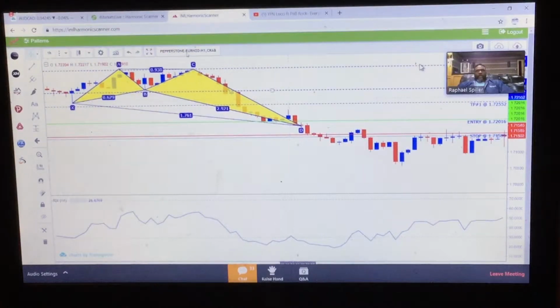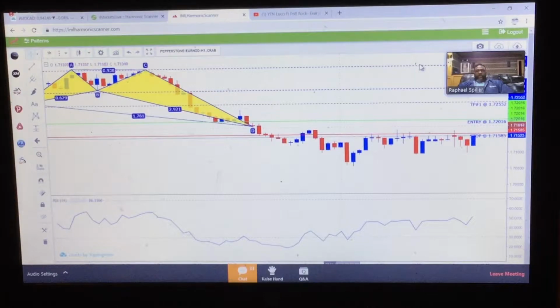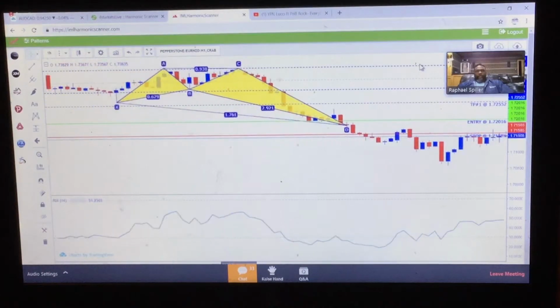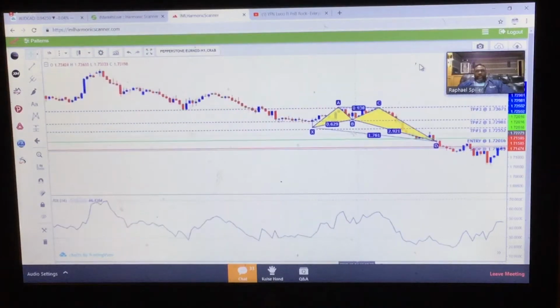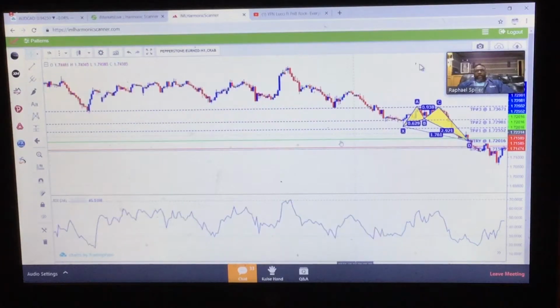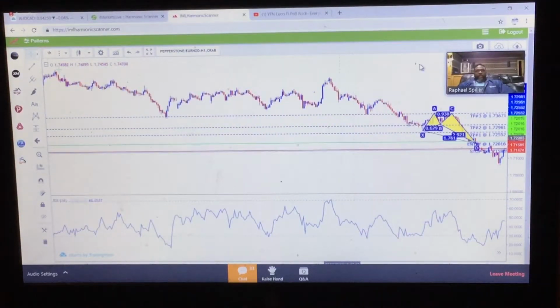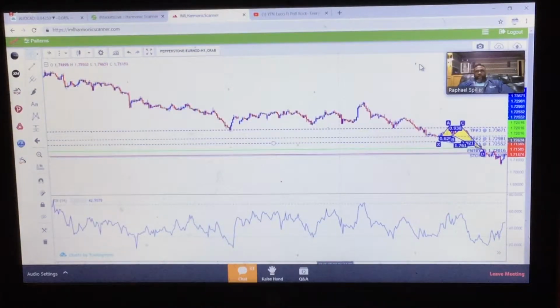The chart that we're looking at right now is under Pepperstone, and it's Euro NZD. Now, what I really like to do is go over this so that you can see it. What the harmonic scanner does is give you a pattern. Let's make this small so that you can see it, right? This Euro NZD on the 1 hour chart is in a downtrend, right?